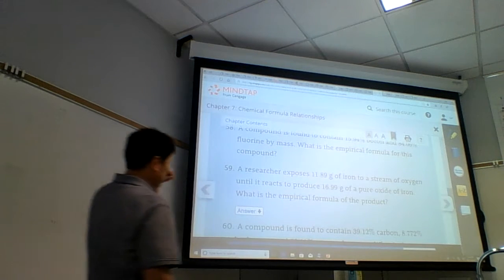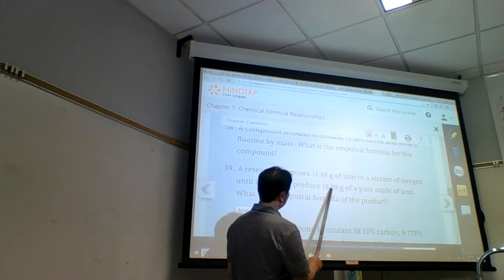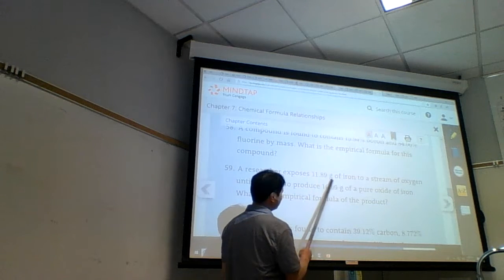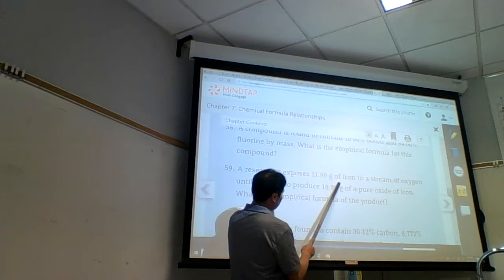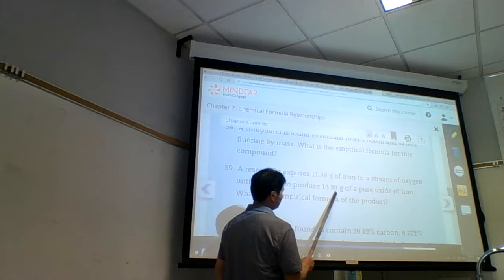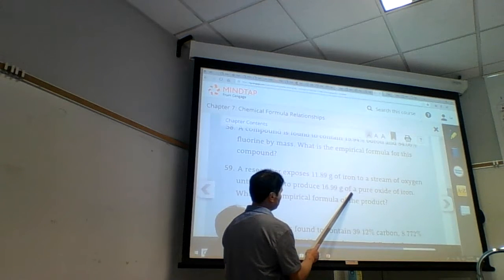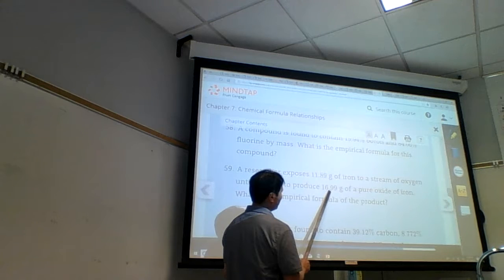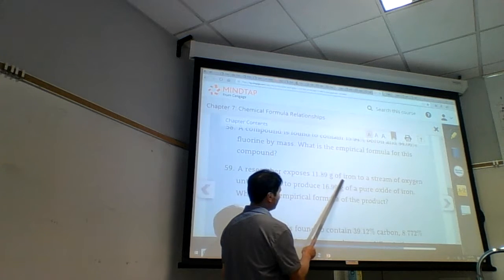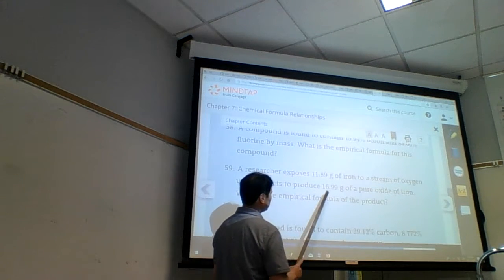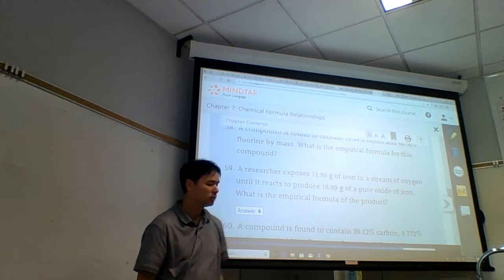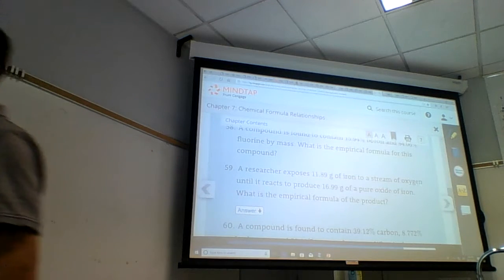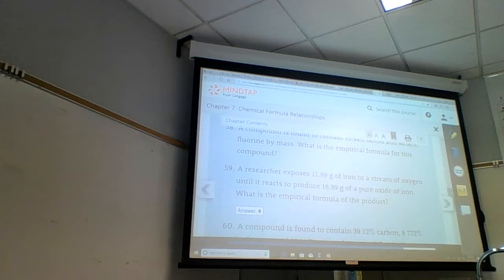Excuse me, sorry. This one is different. This one is a little bit trickier, but here we don't really have to. It's 11.89 grams of iron to produce 16.99 grams of pure oxide. And so out of the 16.99 grams, 11.89 grams will be iron, the rest will be oxygen. We don't have to do a 100 gram sample here. We could just take the grams of iron and the grams of oxygen and convert them to moles. That's what they did here.